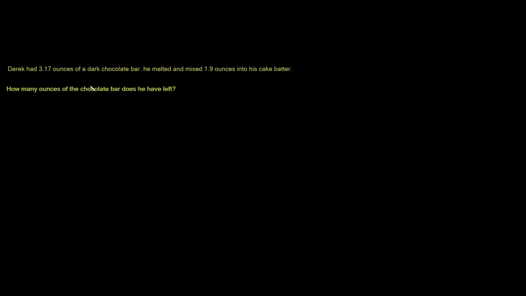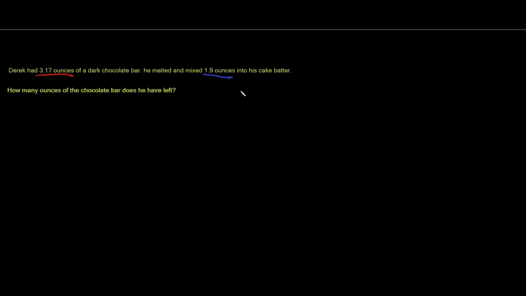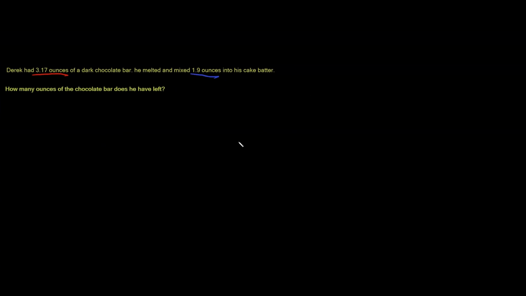And our last problem tells us that Derek had 3.17 ounces of a dark chocolate bar. He melted and mixed 1.9 ounces into his cake batter. And the question wants us to figure out how many ounces of the chocolate bar he has left. I encourage you to try this problem before I go over it. Okay, so to find how many ounces he has left, we're going to need to take the initial value, or the amount of the dark chocolate bar that he had to begin with, which would be 3.17 ounces.